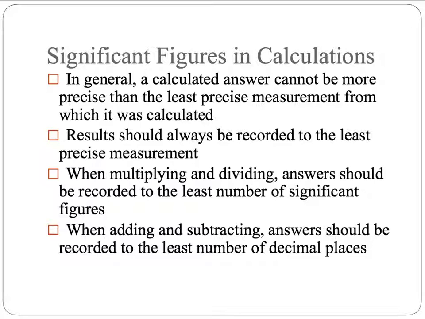So there are two rules that you need to follow, and make sure that you star these. You're going to have to keep referring back up to them. When we multiply and divide, we record our answer to the least number of significant figures. I'm going to show you that when we work through the examples. The second rule is when we add and subtract. This time we record our answers to the least number of decimal places. So you'll see the difference between those two rules in a minute.